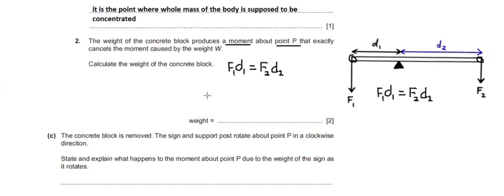So we can write down over here, weight for F1. F1 is nothing but the weight of the concrete block, and the distance is nothing but 0.7 plus 1.3, is equal to F2 d2, which is the moment of the weight of the signboard about point P that we have already calculated, and that is nothing but 1.7 into 10 raised to 4.